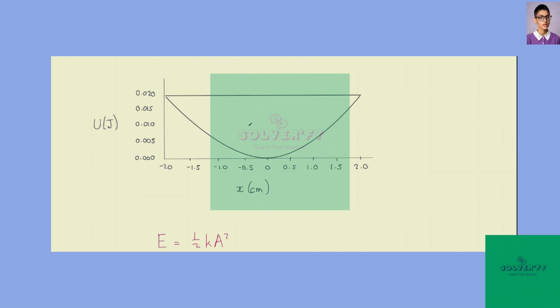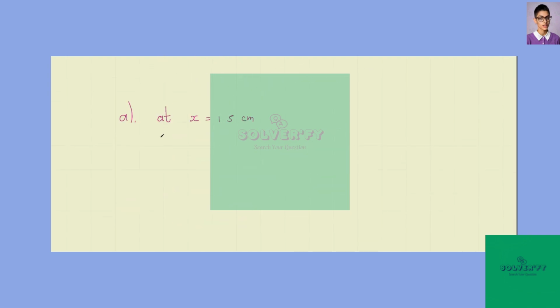Now, if we go to the graph, we need to first find the potential energy at x equal to 1.5 centimeters. And we can see that at this point, at 1.5 centimeters, we get the potential energy U to simply be 0.011 joules. So we can read that off from the graph.